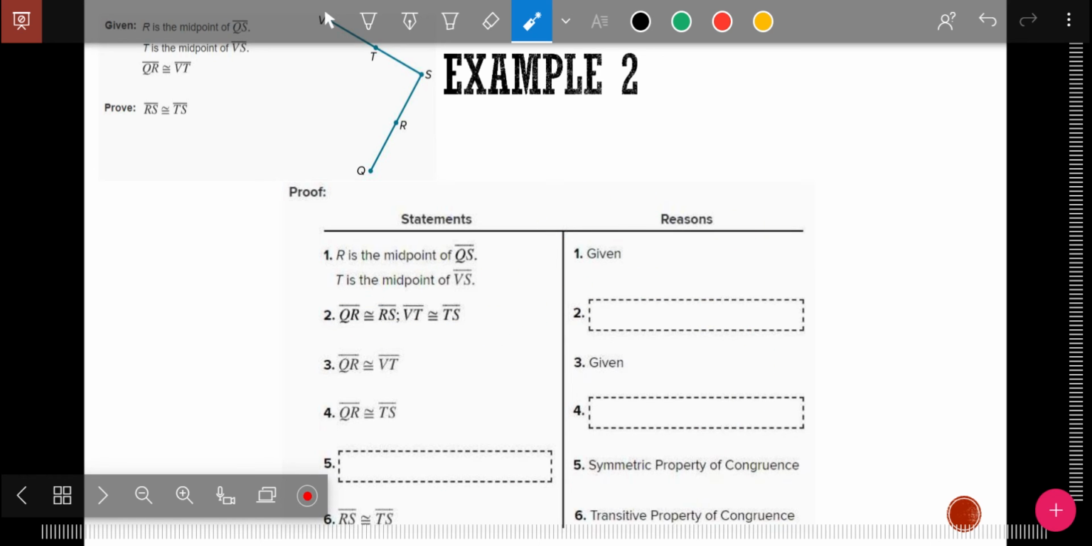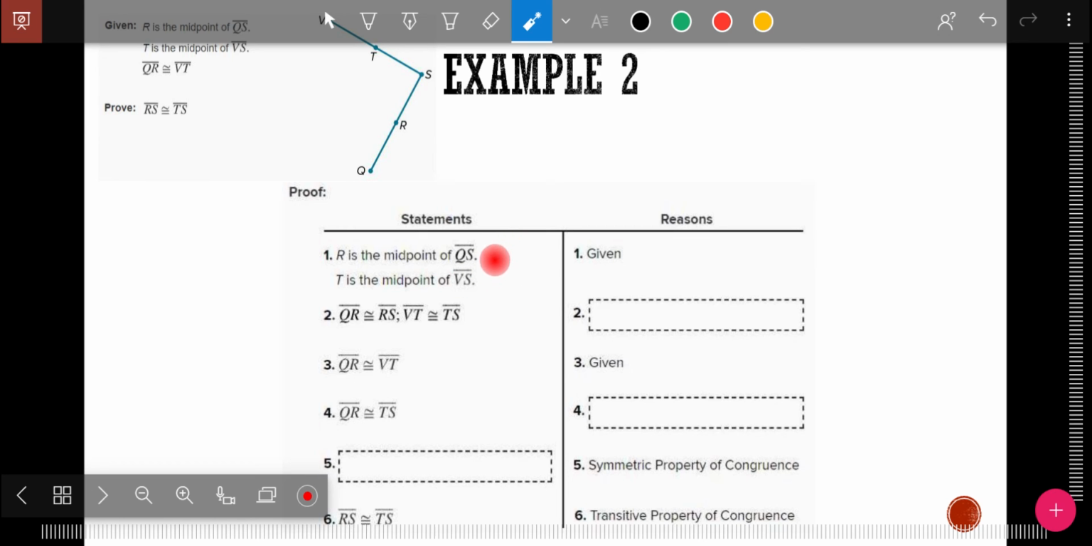Right? So they break the given up. I would probably do the given all at once. They break the given up. It's kind of codependent or not dependent. It kind of is your own personal opinion. So R is the midpoint of segment QS and T is the midpoint of segment VS. So they're never wasting my time with the given. Why are they telling me this?